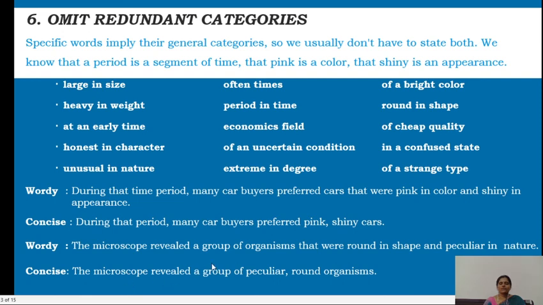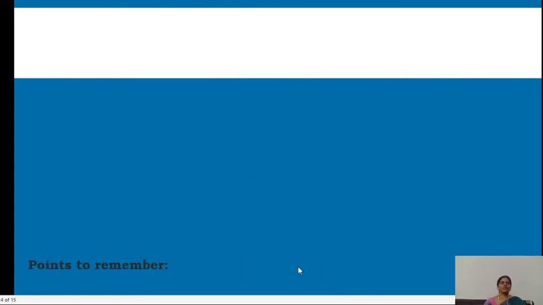And the microscope revealed a group of organisms that were round in shape and peculiar in nature. So: the microscope revealed a group of peculiar round organisms. Shape is the category and round belongs to that. Peculiar belongs to the category nature. So there is no need of again mentioning the category. Instead, you can directly refer to those words.